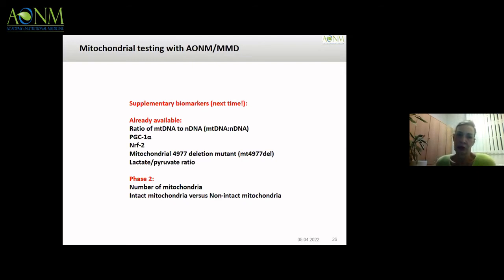And later, sure, we will also go to the further characterization of the mitochondria with more parameters. So the supplementary biomarkers we will talk about next time, but they are very important because they are additional puzzle pieces to go more in detail into the right therapy, or to guide the therapy.